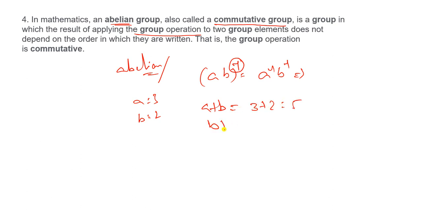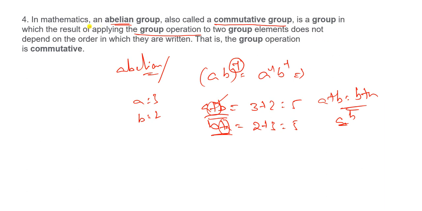And let us take B plus A, 2 plus 3. So, what is the answer? 5. So, A plus B equal to B plus A or not? After applying the group operation, what is the operator here? Plus operator. There is no change in the value. It does not depend on the elements. So, here we can say that A plus B equals B plus A. So that (A, B) is an abelian group or a commutative group.